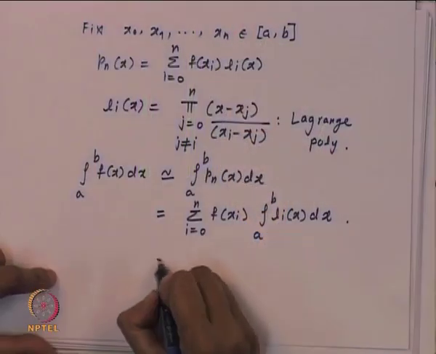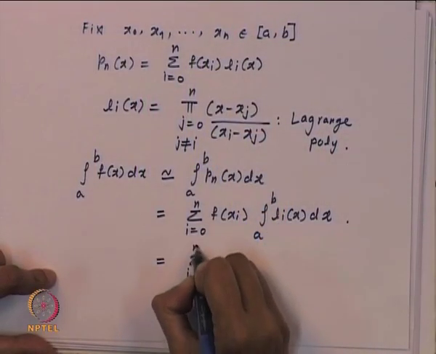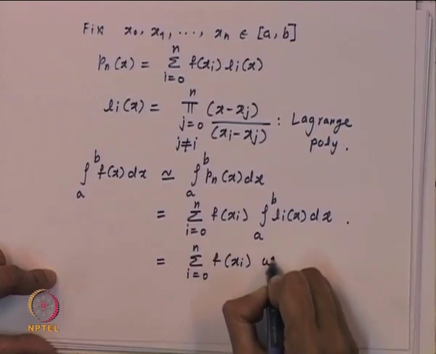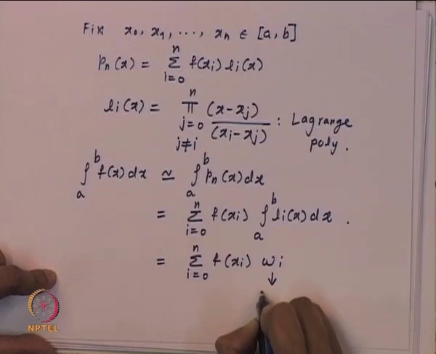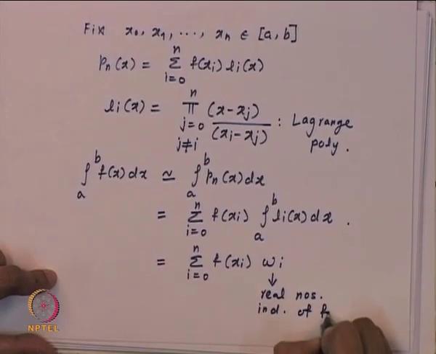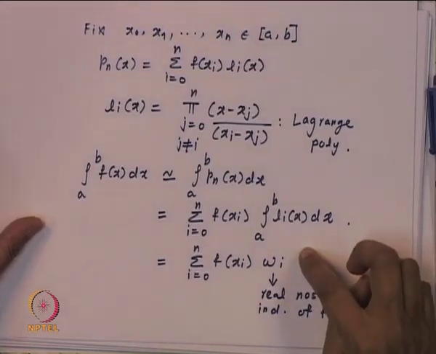Now, what you have to note is that l_i(x), the Lagrange polynomial, depends only on the interpolation points x0, x1, ..., xn. So, there is no function f coming into the picture there. It is a polynomial of degree n. So, you can integrate, and then you are going to get the weights w_i. So, we have this equal to summation i goes from 0 to n f(x_i) w_i. So, these are real numbers independent of our function f.